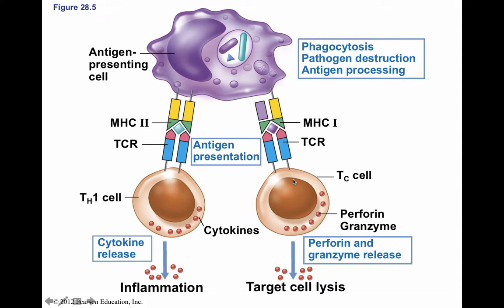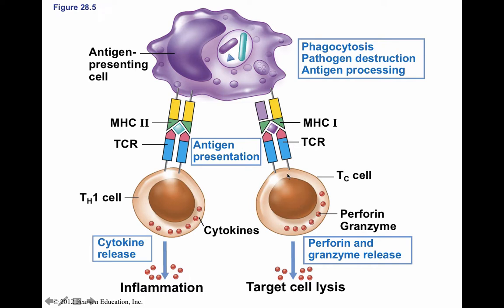Target cell lysis is carried out by cytotoxic T cells. They used to be called killer T cells, but I guess that was too aggressive, so they've changed the name. Remember, T cells have to have some sort of receptor. The T cell receptor is found on both the T helper cells over here and these cytotoxic T cells. Cytotoxic T cells are known as CD8s, and T helper cells are known as CD4s.